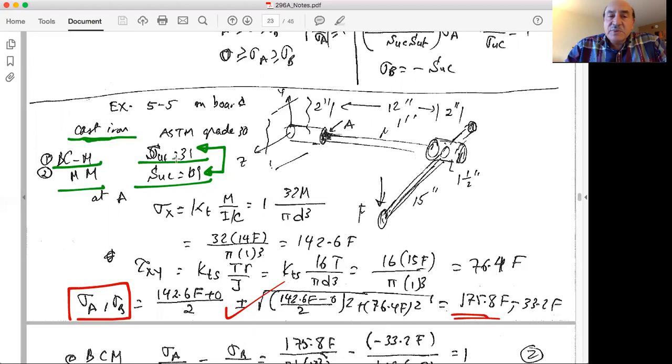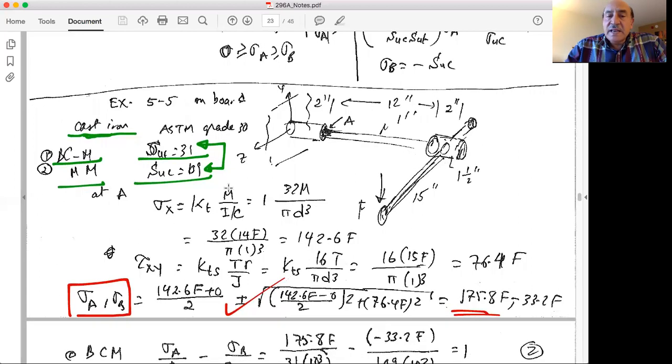So in this example here, we have sigma x. Sigma x means it's axial, and the axial is because of bending, and therefore it is M over I times C, with a stress concentration factor that would be obtained from the book, in which we have charts to get the stress concentration factors. And therefore, we will be able to find the axial stress if we know the force F.